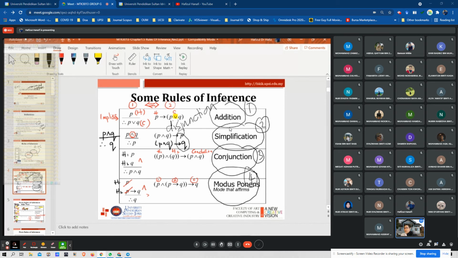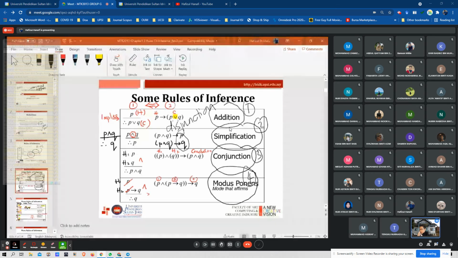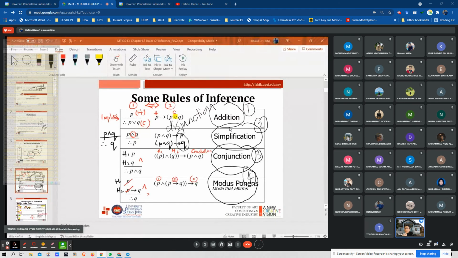Okay, this one is simplification. You eliminate or you simplify. It is a valid immediate inference, argument form, and rule of inference which makes the inference that you conjunct P and also Q, and then implies A is true, and then B is also true. This one is number two, simplification.